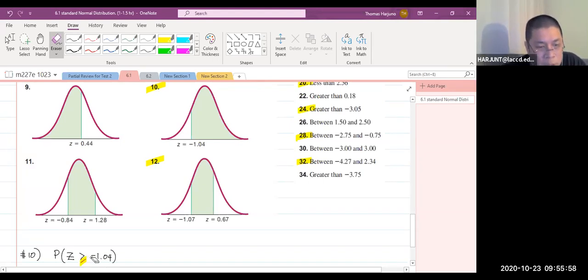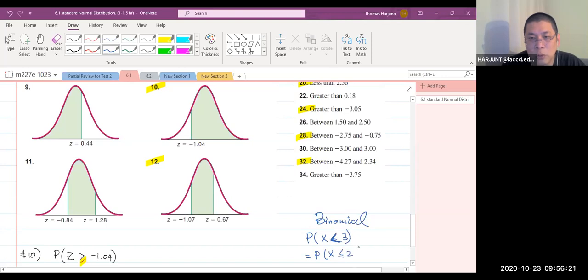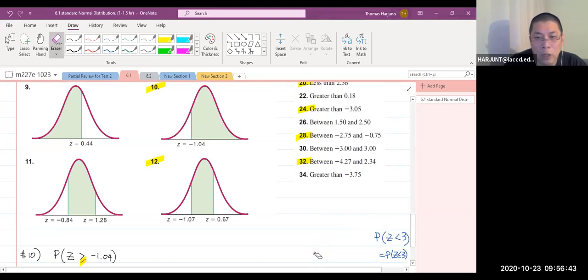It is not the same with binomial or Poisson, though, which are discrete distributions. In binomial or Poisson, the probability that x is less than 3, for example, is equal to the probability that x is at most 2. But in a continuous distribution like normal, the probability that Z is less than 3 is the same as the probability that Z is less than or equal to 3, because it's continuous. So when we write our probability distribution, does it matter to use the equal sign or not? It doesn't matter.